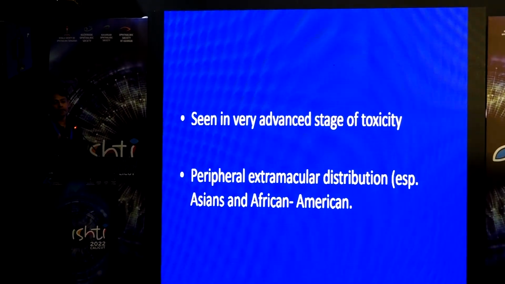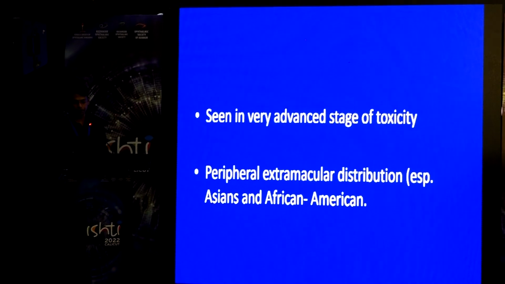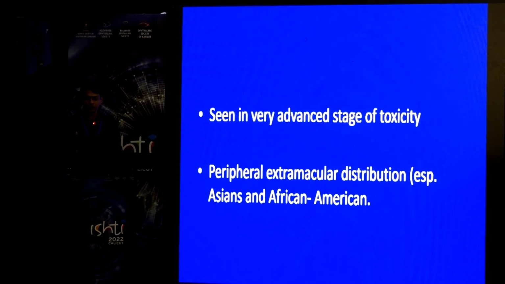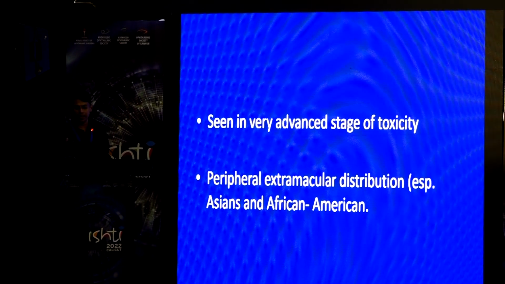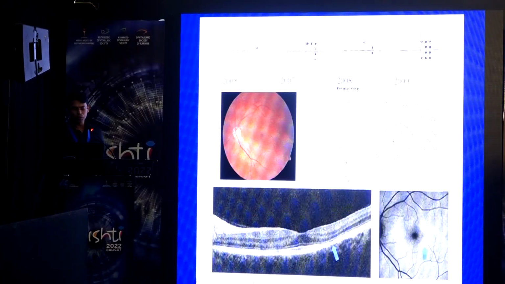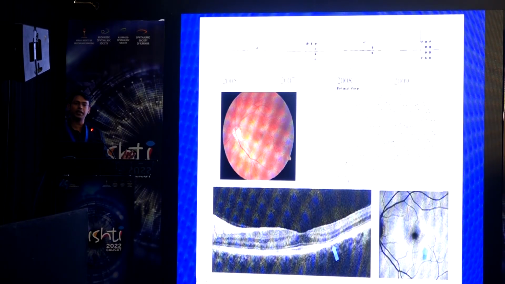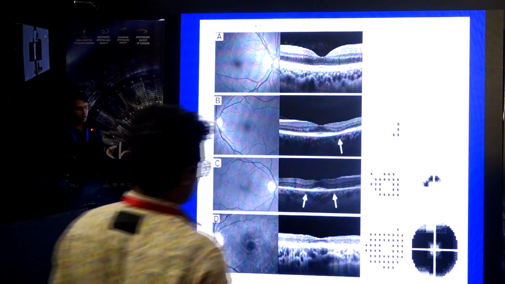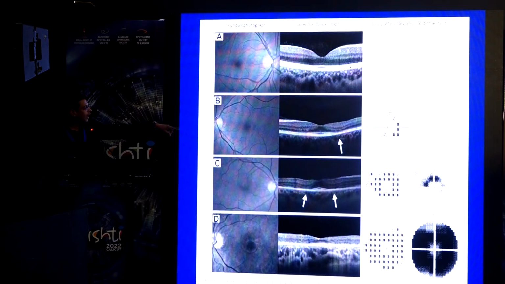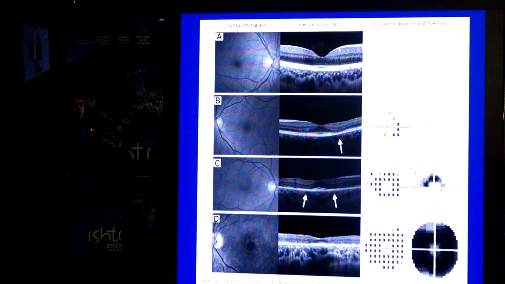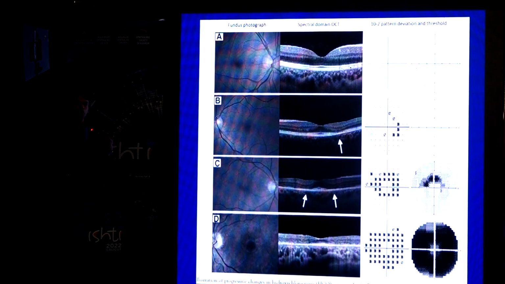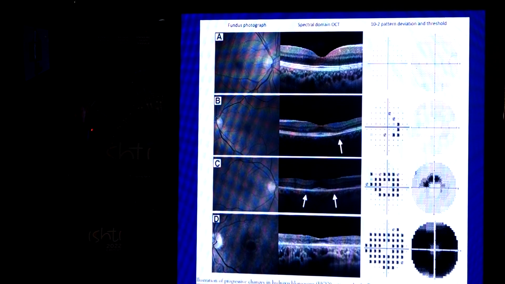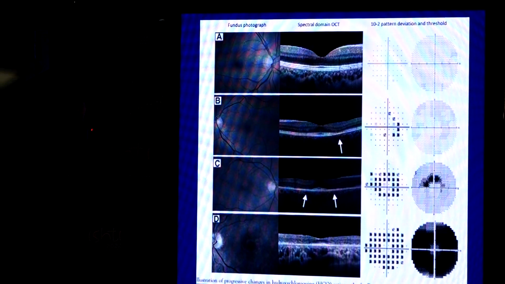This is however seen in a very advanced stage of toxicity. In our Asian population, it's seen a little bit in the extramacular area. So the extramacular area should be concentrated on whenever you're doing the OCT. The same thing, wherever you see the arrowhead, the inner layers are lost. So this is the first sign which you should try to pick up in your practice. And the corresponding field loss also you can see.